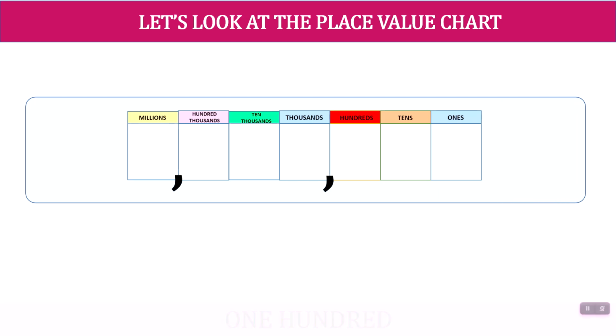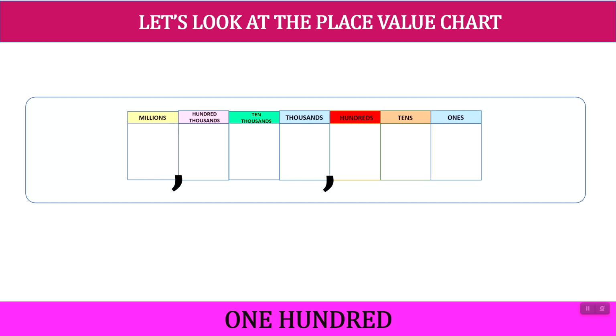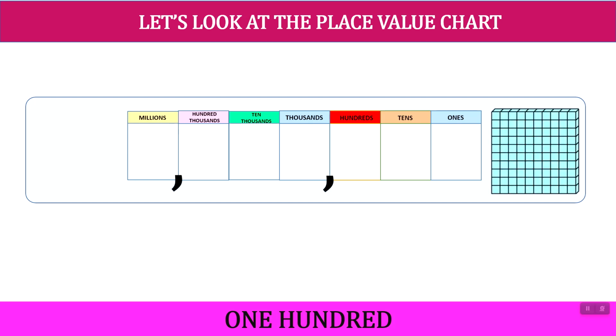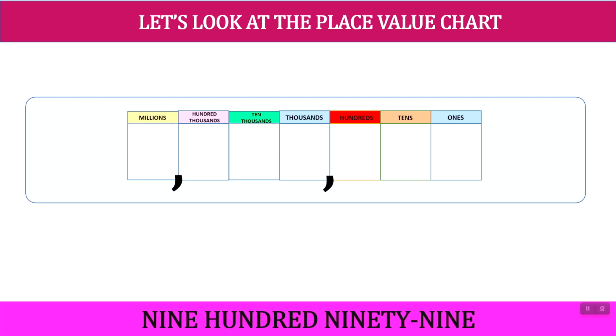But when we get to 100, we now have three digits. This represents 100. And now we put the 1 in the hundreds column, the 0 in the tens column, and the 0 in the ones column. Again, each column to the left is 10 times that column to the right. What about the number 999? Again, that's three digits, 9 in the hundreds, 9 in the tens, 9 in the ones.